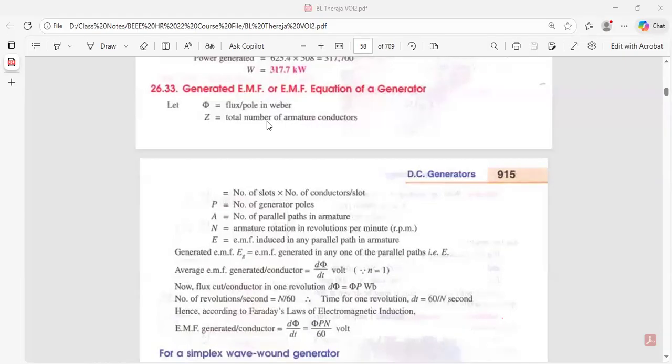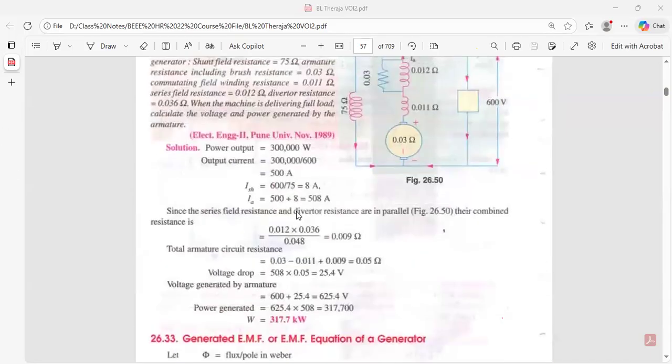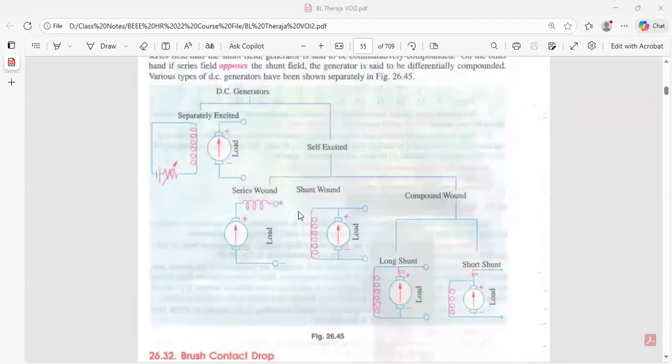One is on the rotating part, one winding is there. In the armature winding, voltage is developed. The field winding is used to generate the flux. Whenever the armature is rotating, it is cutting the flux and EMF is developed in the armature winding, not in the field winding. In any machine, we have only two windings. Okay, see here.